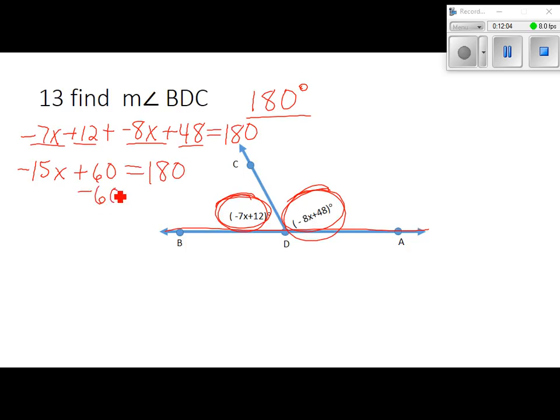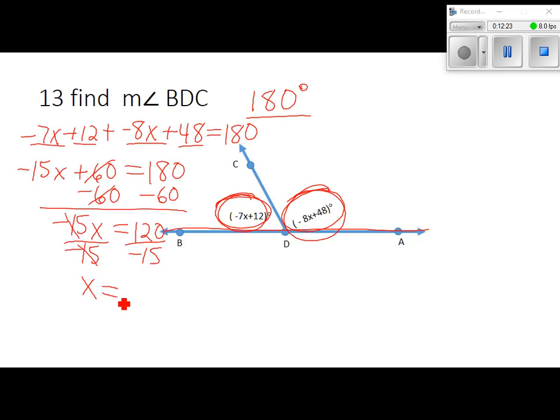Subtract 60 on both sides. You end up with 120 on that side. These cancel out. Negative 15x on this side. Divide by negative 15. These cancel out. You're left with x equals positive divided by negative. I know it's going to be a negative answer. 15 will go into 12 8 times, I believe. So our x is negative 8.